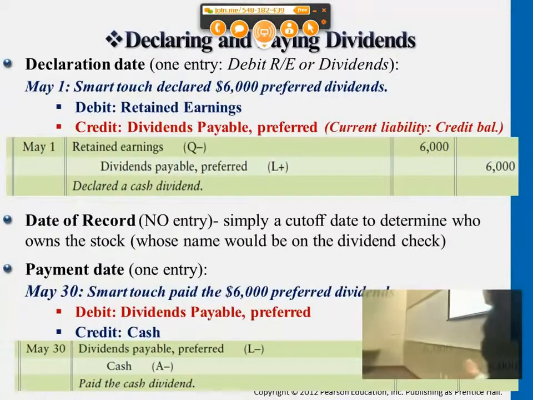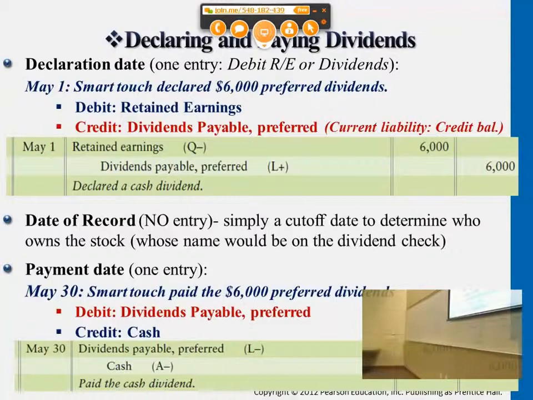Now, on the date of record, the company basically decides which shareholders get the dividends, so there's no journal entry for the second date. On the third date, when the company actually pays out the dividends, they use up cash at the same time.